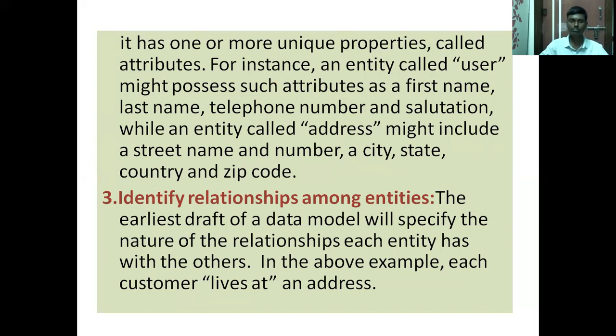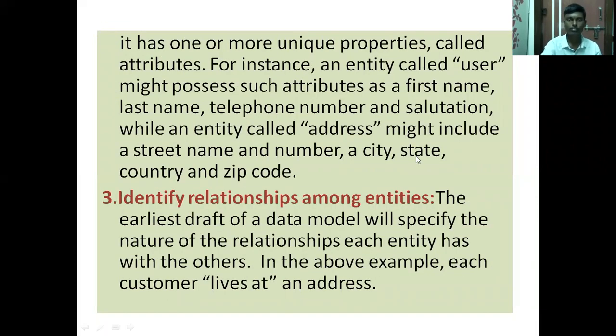Third one, identify relationships among entities, meaning the relationship between two or more entities. The earliest draft of the data model will specify the nature of the relationships each entity has with others. In the above example, each customer lives at an address. This is the third step: identify the relationships among the entities.